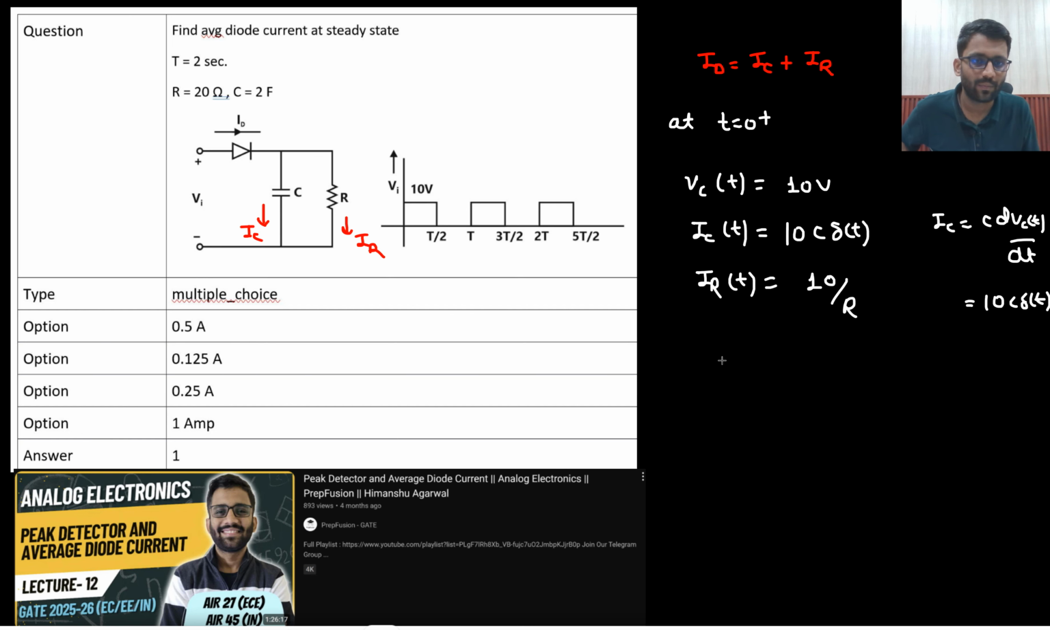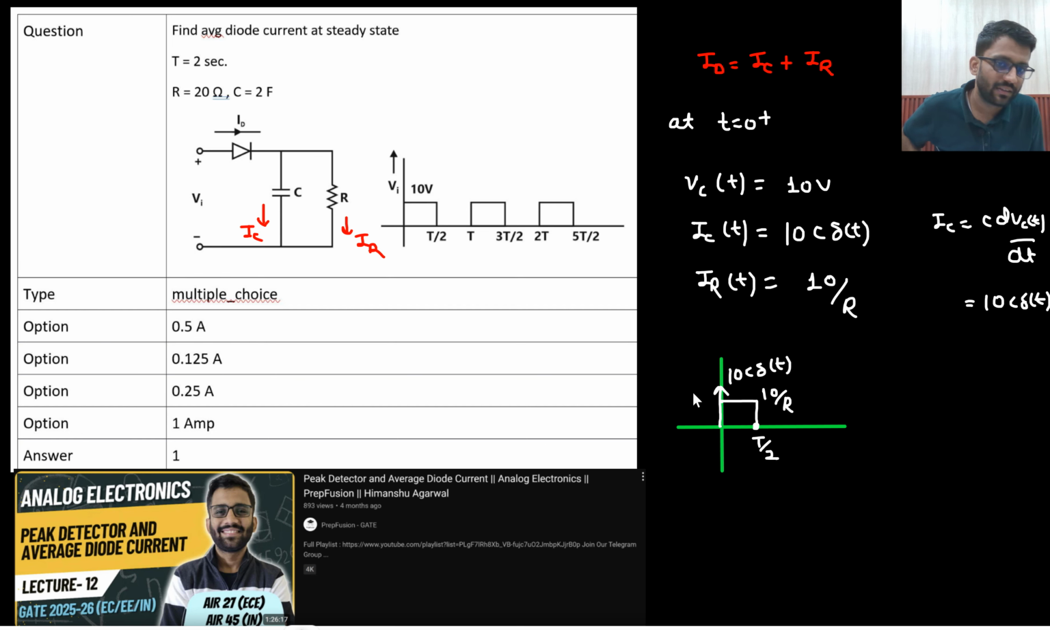So if I draw the waveform, what do I see? A capacitor current is there, that is 10 C delta t. It just came, that's it. After that it is not there. Now till t by 2 time, this would be 10 by R, because till t by 2 time 10 volt will be there. This is our resistor current, that is 10 by R. This I am drawing diode current.